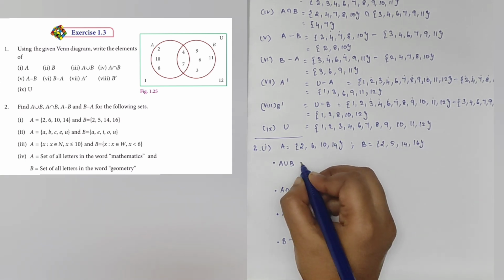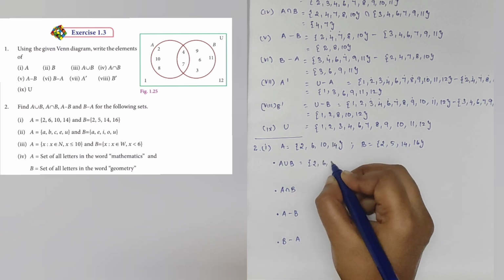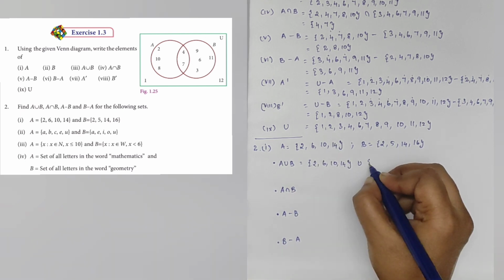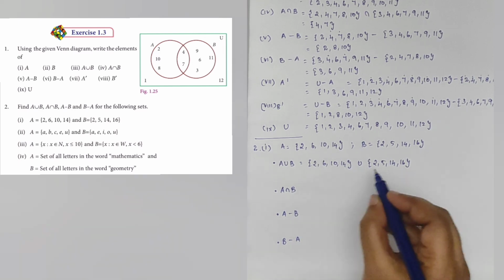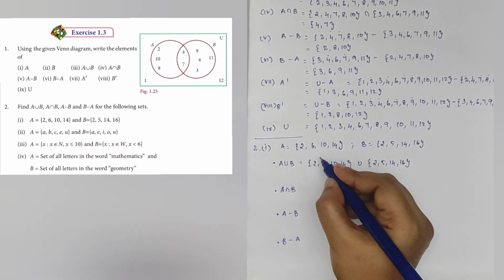Now let's do it for A union B. That is {2, 6, 10, 14} union {2, 5, 14, 16}. Now mark the common elements. Keep a dot above the common elements.